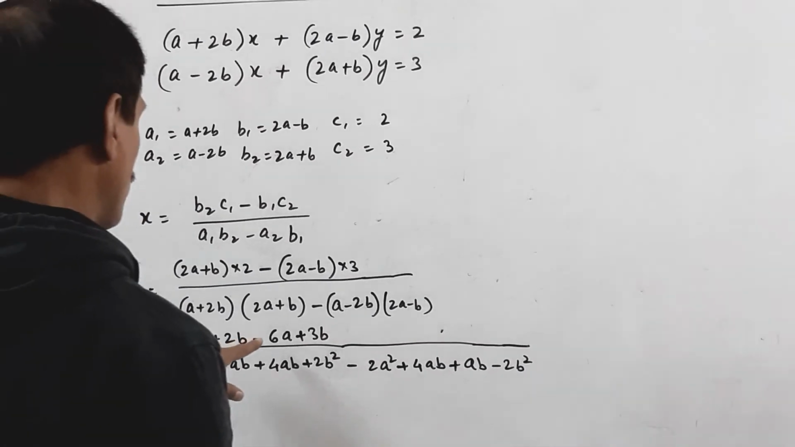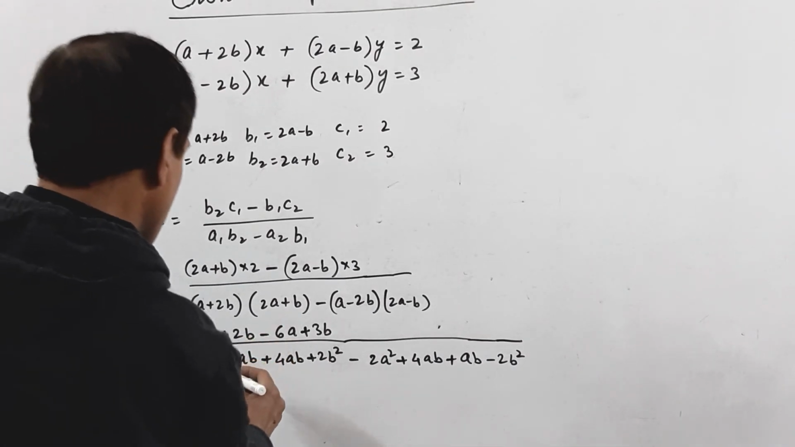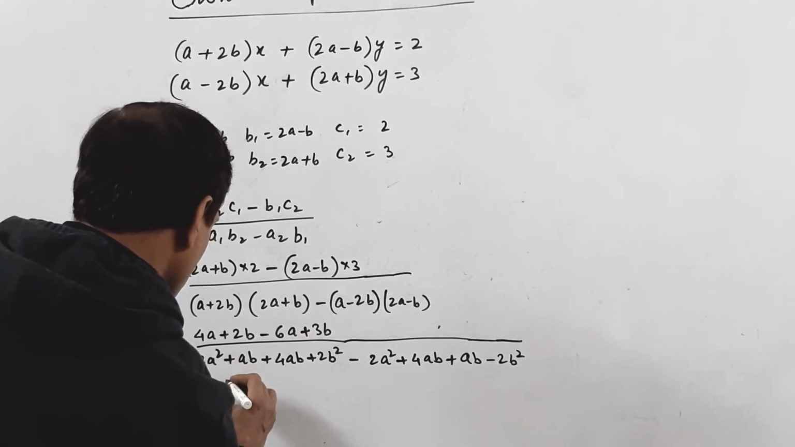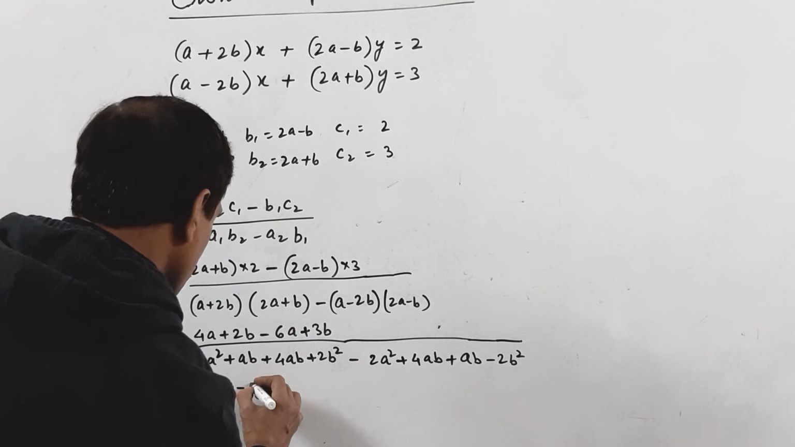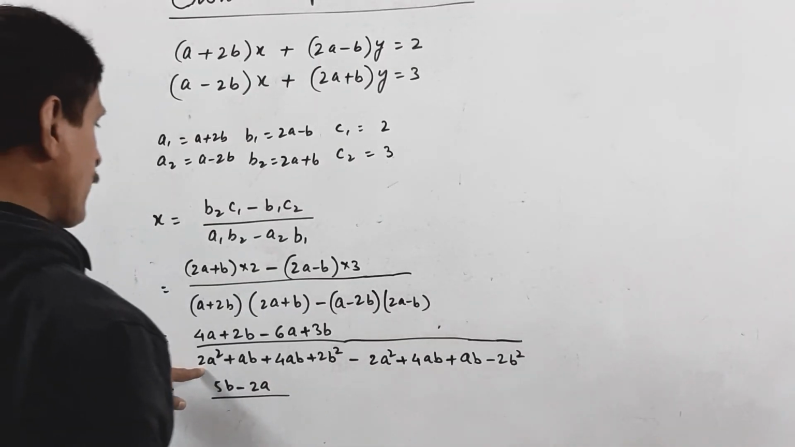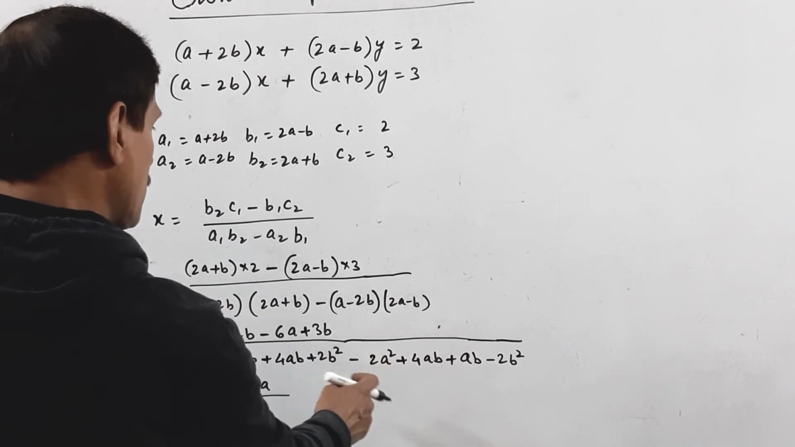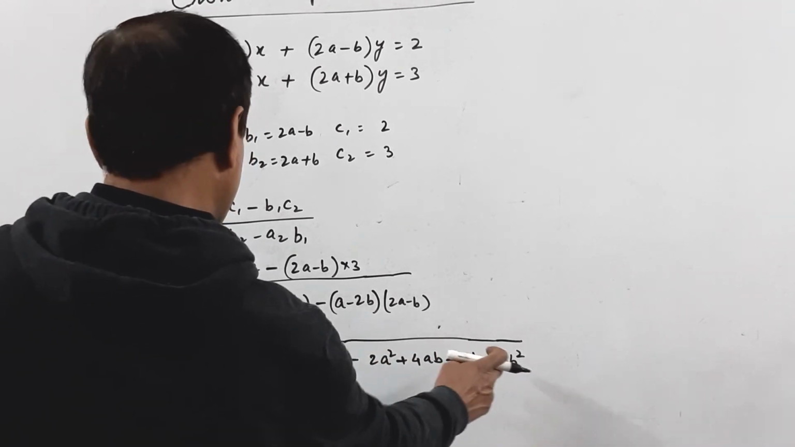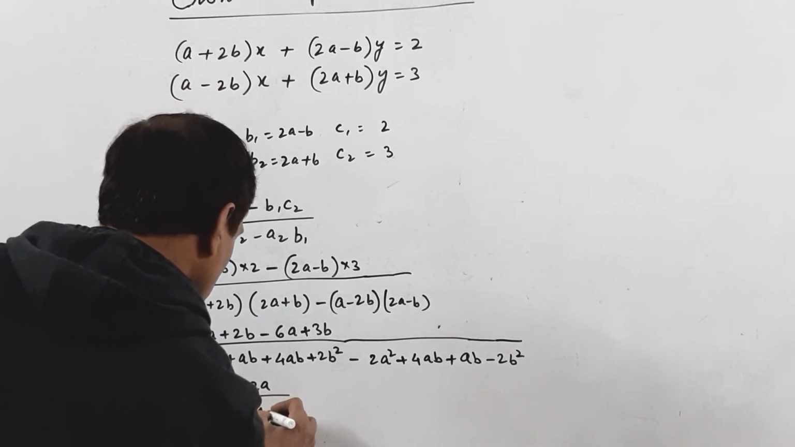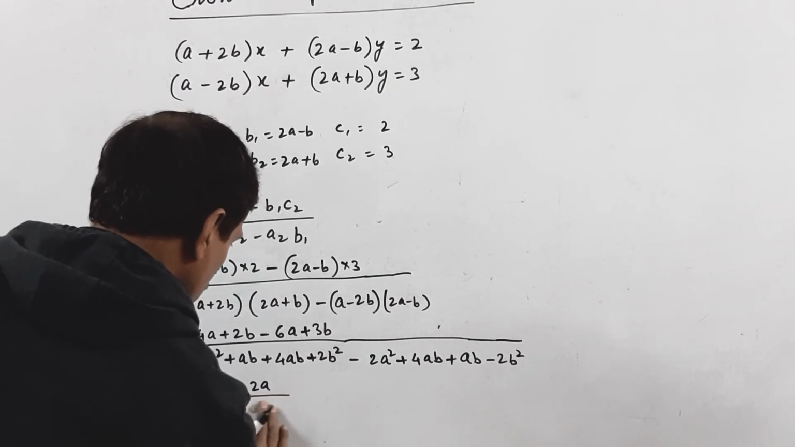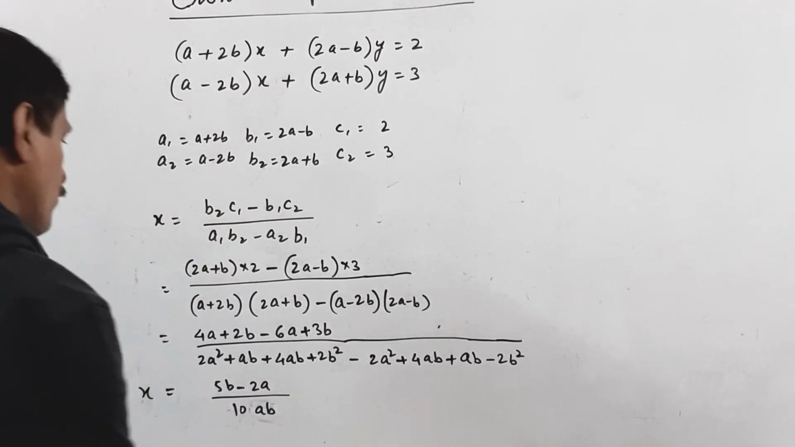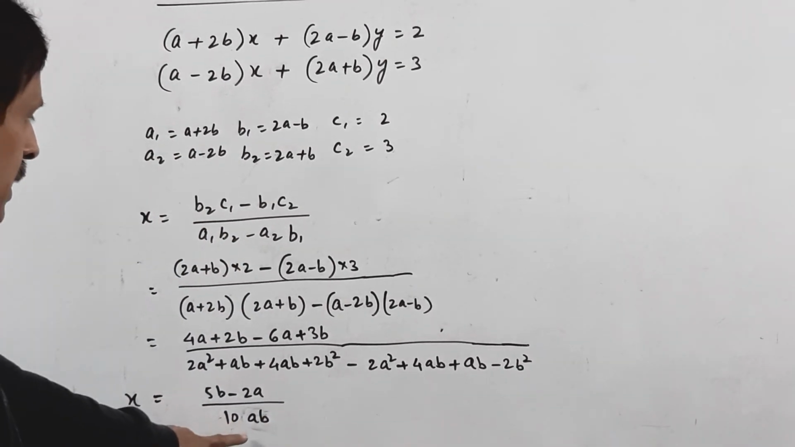This is 4a minus 6a, that is minus 2a, and 5b, upon twice a square minus twice a square cancel, 2b square minus 2b square cancel, and total 5ab and 5ab, that is 10ab. So x is equal to 5b minus 2a upon 10ab.